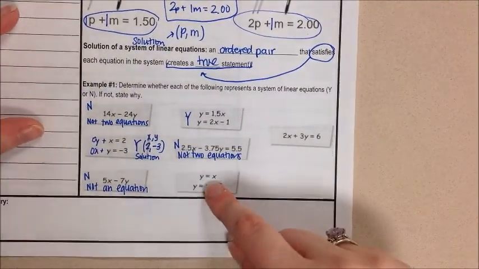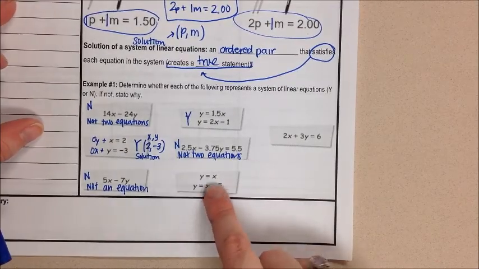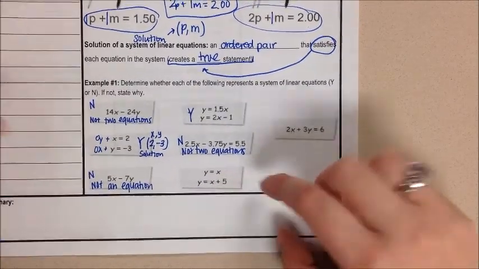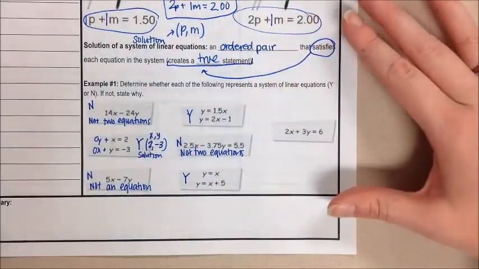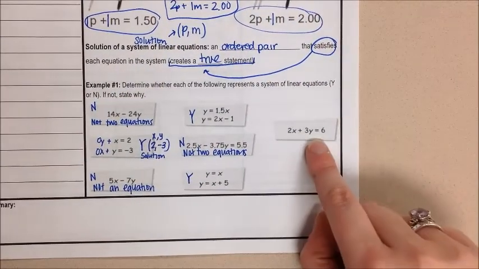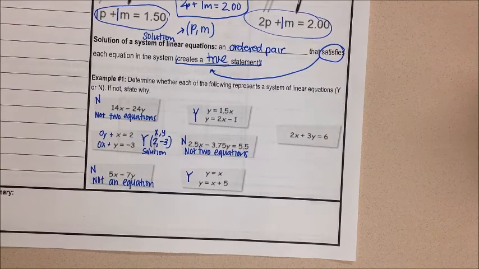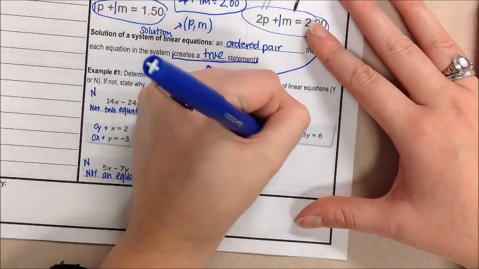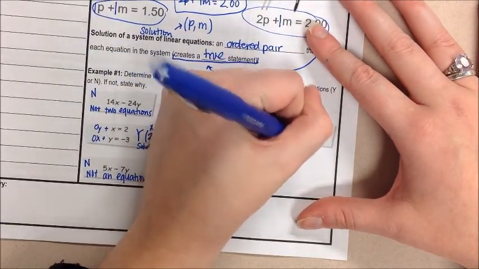Okay, what about this one? y equals x and y equals x plus 5. Two equations, both have x and y, so this is a yes. Okay, 2x plus 3y equals 6. Well, there's one happy equation, but we need two. Okay, so this is no, this is not two equations.